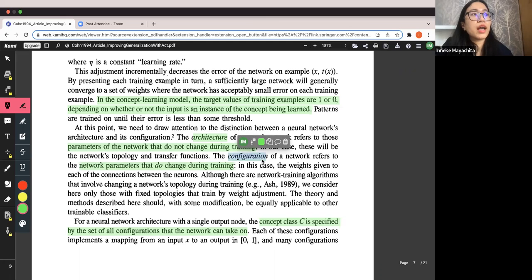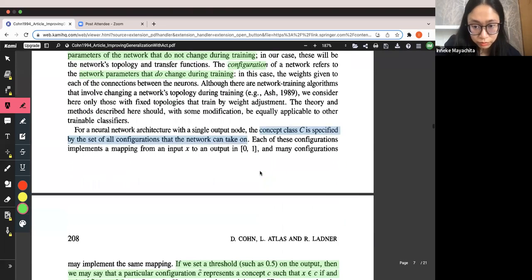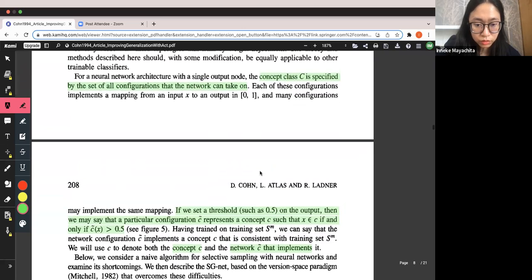Okay, yeah, maybe I might have created some misunderstanding. This configuration is actually the weights, not necessarily the hyperparameters, because if we don't change, for example, the activation function, then it's considered as architecture, not the configuration. Yeah, I think that's the point, Arvid, you pointed out, or you say something? No, I think good.